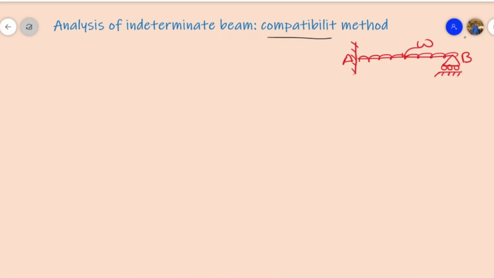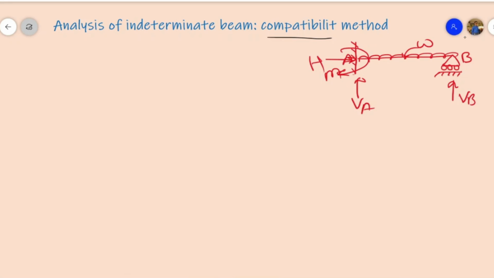So how can we calculate the support reactions, suppose the vertical reaction VA here and the vertical reaction VB here. Since it is a fixed support, one horizontal reaction will be generated and one moment is also generated here, right? So how will we calculate these four reactions?